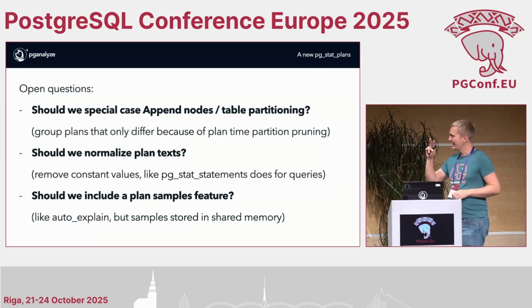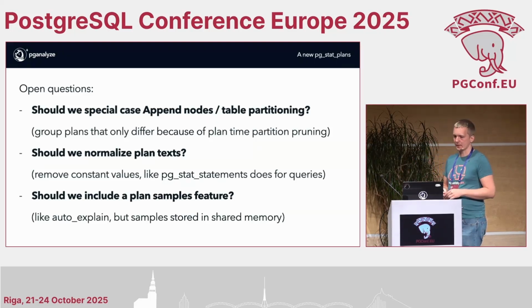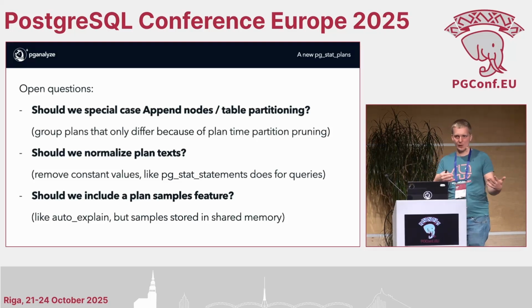And then 3 last open questions, and then we'll have a little bit of time for Q&A. Things that I've been thinking about, and there's not yet a decisive answer to. Should we special case table partitioning, right? If a plan only differs based on plan time partition pruning, is that the same plan shape or is it different plan shapes? One thing I've realized in my own testing is that you just get a lot of unique plan IDs, plan shapes, if you don't do something about this.